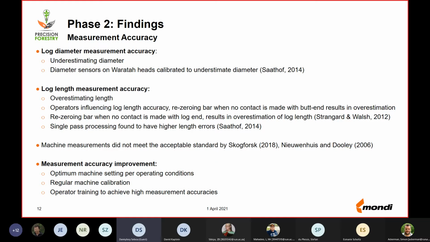And then for log length measurement accuracy, we found that the machine was overestimating our length, and this could have purely been influenced by the operator. For example, when the operator is felling the tree and is about to process it with the harvesting head, when they zero the guide bar, there is a gap between the butt end of the log and the guide bar. Thus, when the log is being processed, this results in overestimation of your log length.